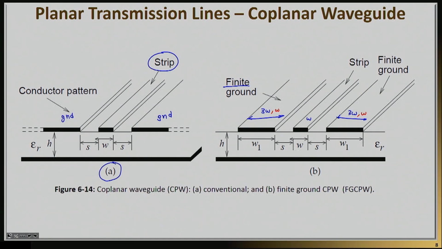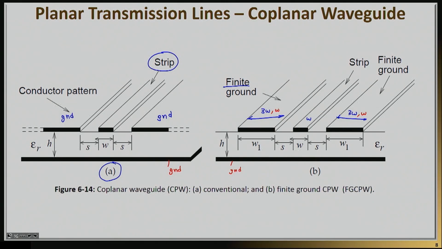Now, this line sometimes will also have a ground plane on the bottom side, either because we want it or because it's for free. Maybe, for example, this ground plane is actually the package of the circuit. And in that case, it will be called a grounded CPW line or a grounded coplanar waveguide line.